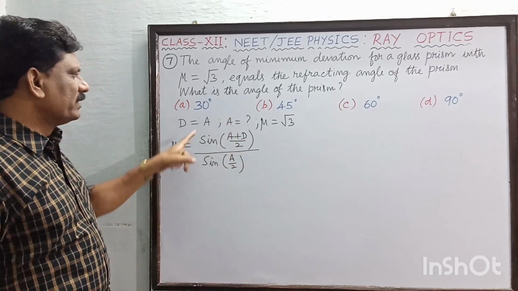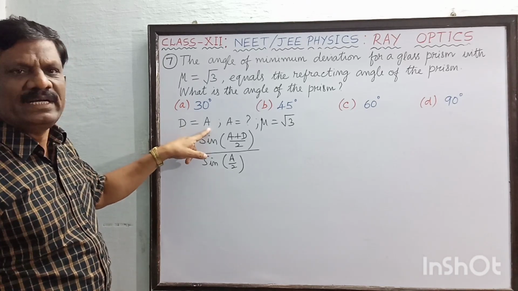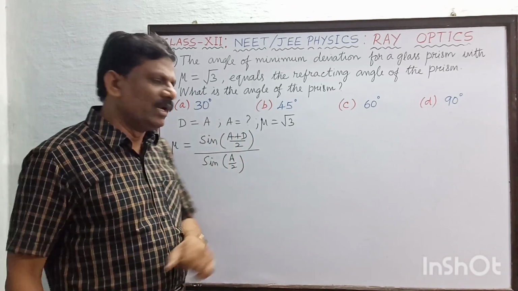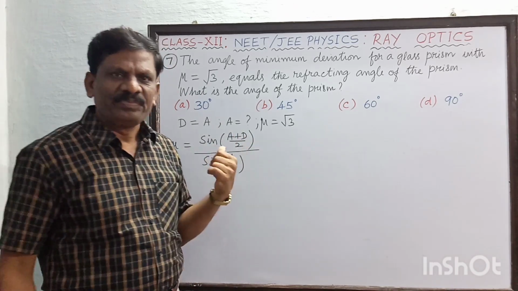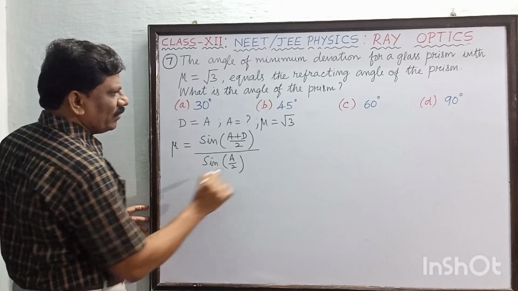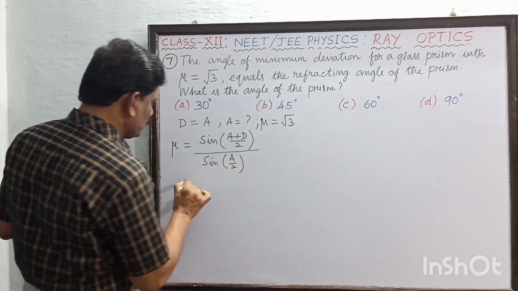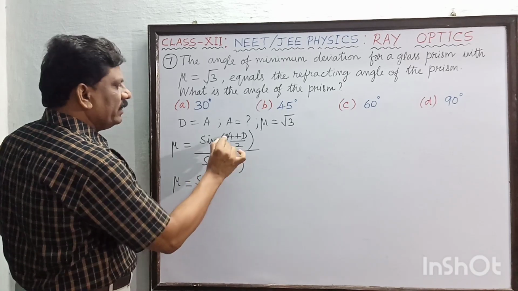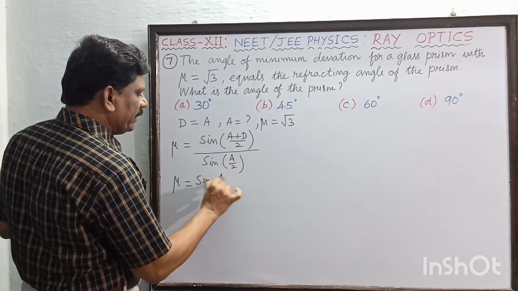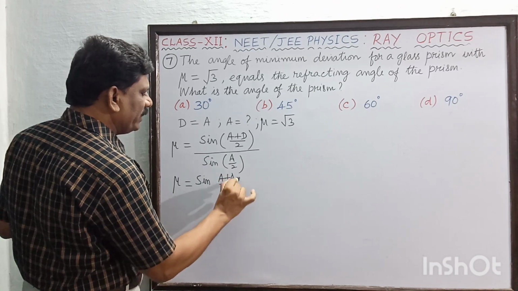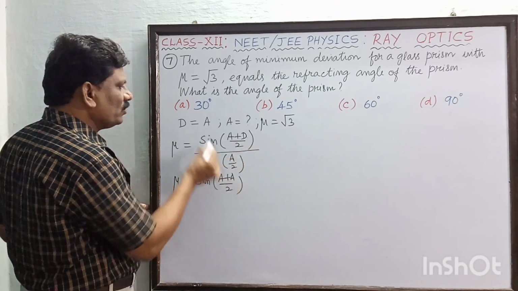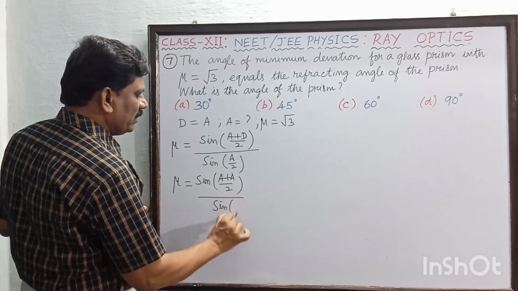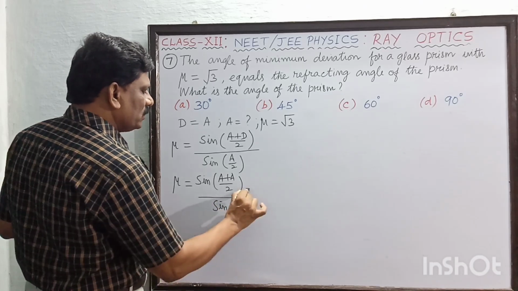So here the angle of minimum deviation D is also equal to the angle of the prism A. So shall I substitute A instead of D here? So this is now equal to sine of (A plus A) by 2, because D is equal to A is given, whole divided by sine of A by 2.